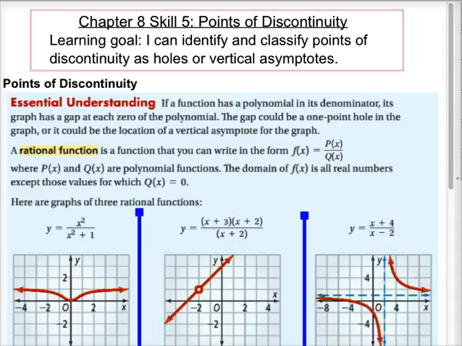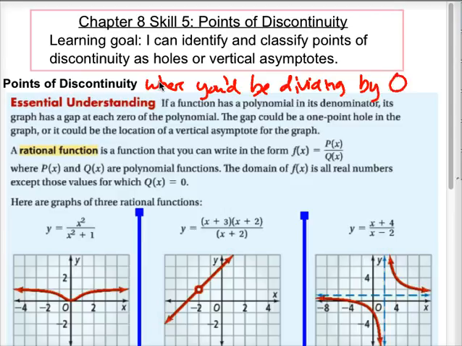So, the first thing is points of discontinuity. All right, so points of discontinuity. This is going to be where you would be dividing by 0. So that's kind of the main gist of this: you're looking at the denominator and you're seeing what would make me divide by 0.